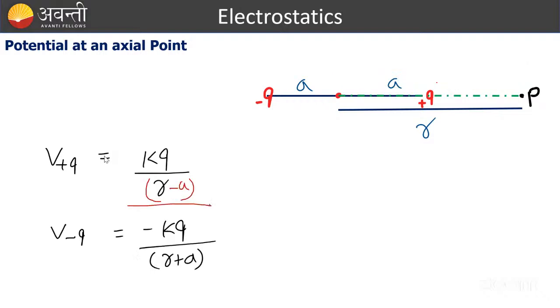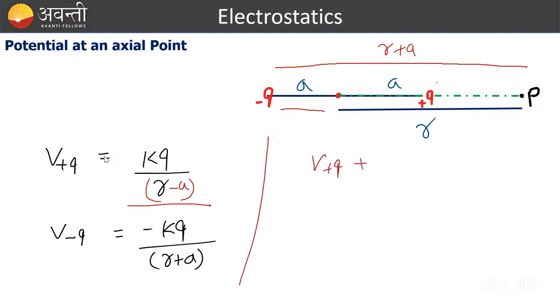And what will be because of negative charge? So from negative charge, it is at a distance what? This is R and this is A. So this whole is R plus A. So minus KQ by R plus A. Total potential will be what? V plus Q plus V minus Q. Add these two. KQ by R minus A plus KQ by R plus A. It's not 0, right? So let's solve it.